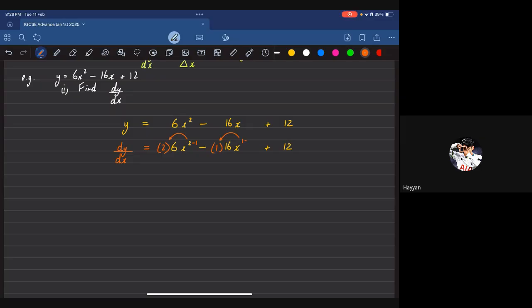And you subtract 1 from the power. Clear? Okay. Who can tell me what is the power of x over here? Yes, sir. It's 0. All right, sir. But there is no x, so what should I do?